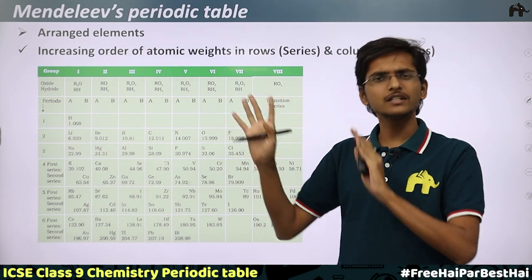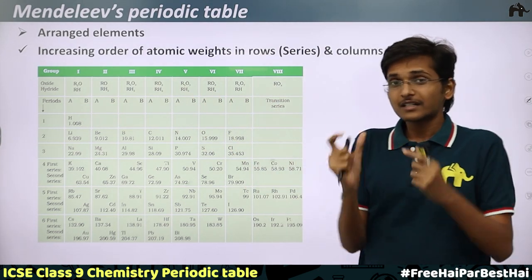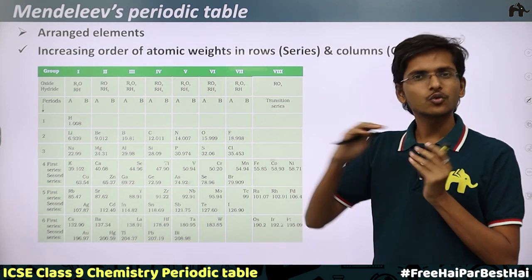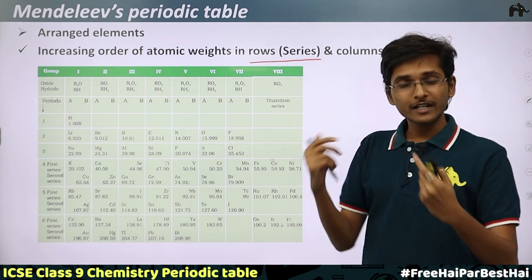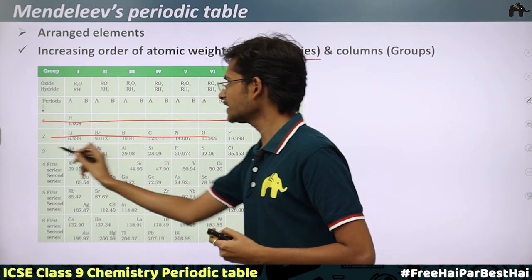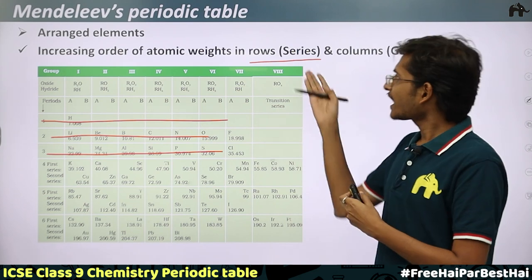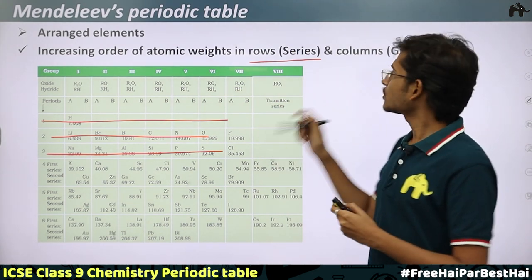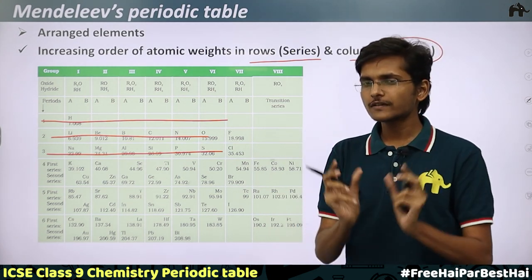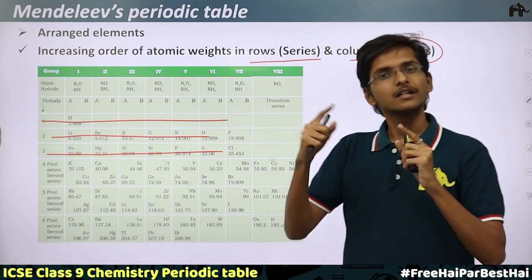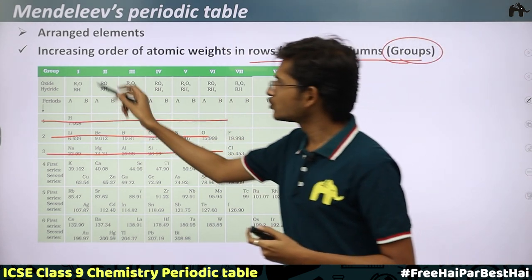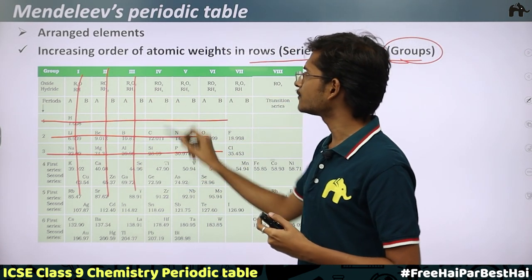He also arranged the elements in the increasing order of their atomic weights, but now he arranged them in the form of a table. The horizontal rows in his table are called series, whereas the vertical columns, you can see the horizontal rows here, are called groups. So he arranged the elements in the increasing order of their atomic weights, but in the form of a table, in horizontal rows and vertical columns. Horizontal rows are called series, vertical columns are called groups. These are the vertical columns: group 1, 2, 3, 4, like this.